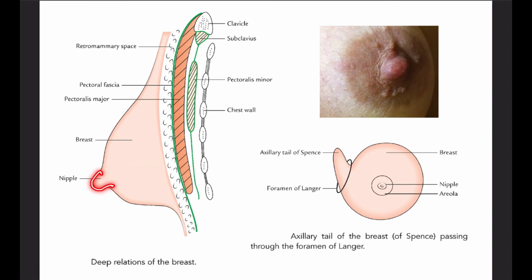This nipple contains smooth muscle fibers. These smooth muscle fibers can make the nipple stiff and erect or flatten it. Being richly innervated by sensory nerve endings, the nipple is the most sensitive part of the breast to tactile stimulation and becomes erect during sexual arousal.